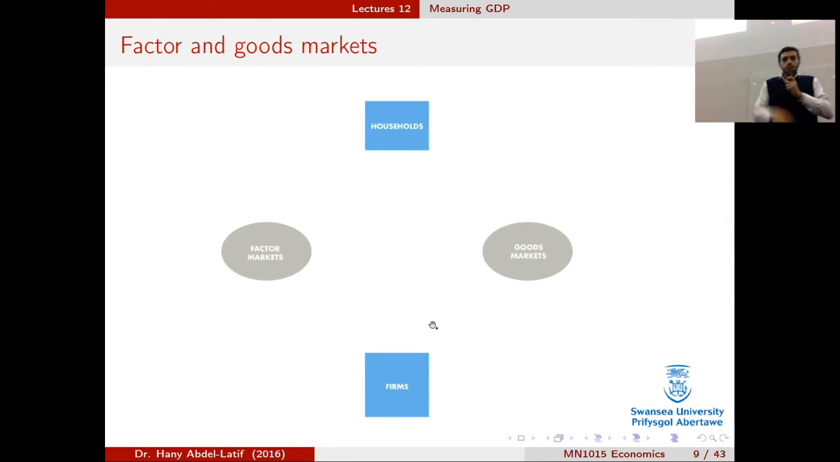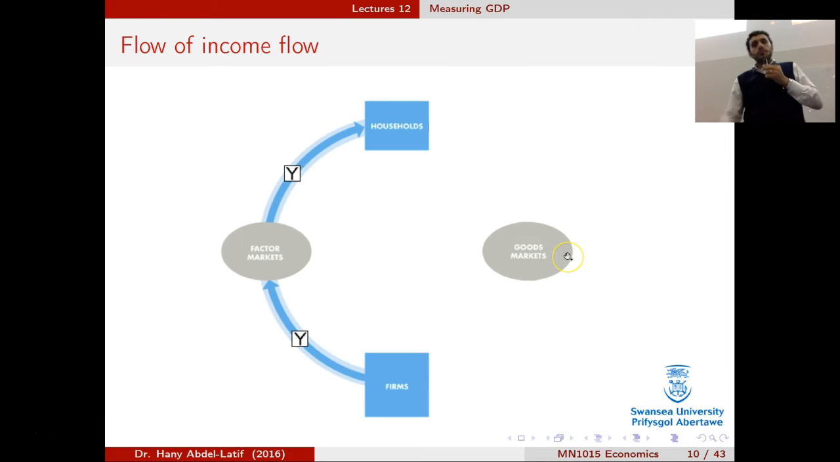So we could change this slightly. Now we have the two sectors, households and firms, but what we added here are the markets. So we have here factor markets and goods markets. In goods markets, the price for goods and services will be determined. Factor markets will determine the income, or how much firms will pay these factors of production, how much they will hire these factors of production. So here, this blue line from firms to households, which has this symbol Y, denotes the goods and services output going from firms to households.